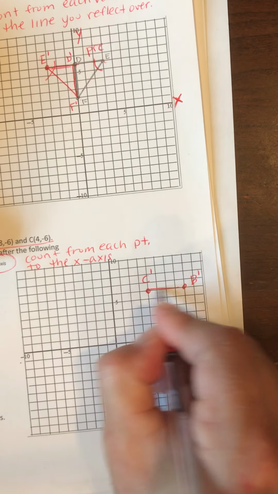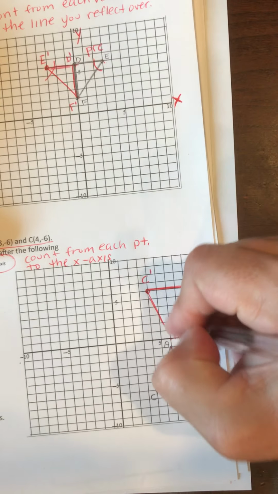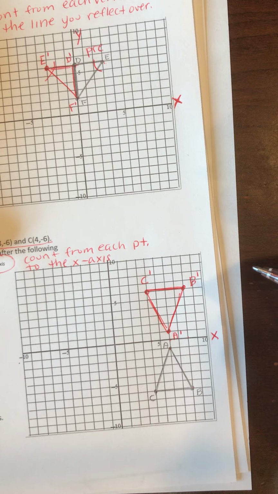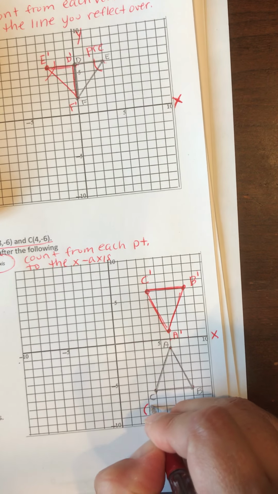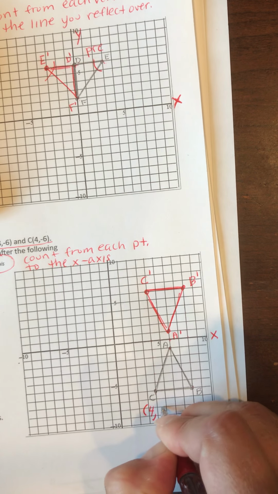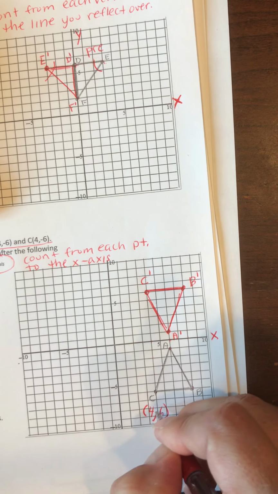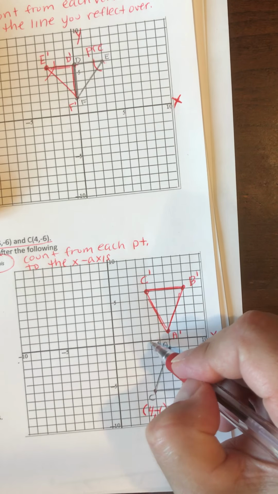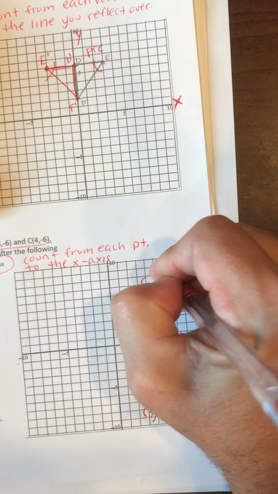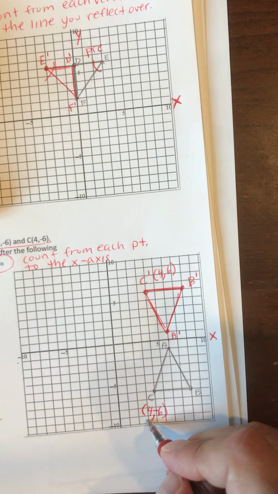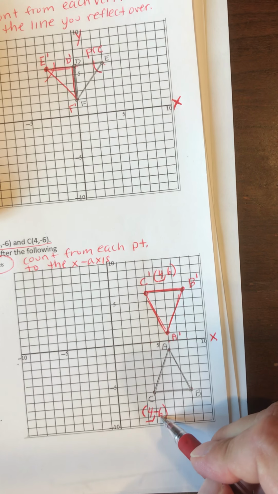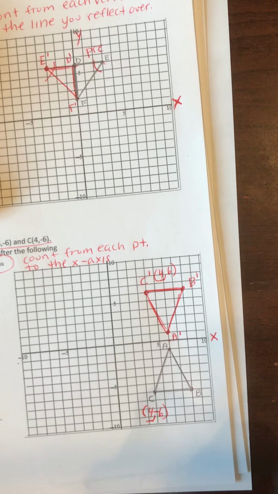All right, and if I connect the dots, you should see that it's the same triangle. It's just flipped around. I'm going to put one of the coordinates here so we could compare these. Check this out. C was (4, negative 6). Now, if I look at C prime, it's (4, positive 6). Notice how the X remained unchanged, but the Y switched signs.